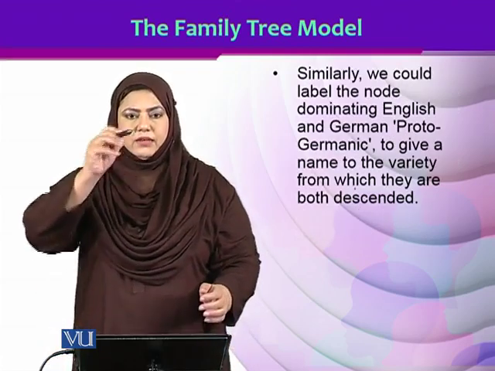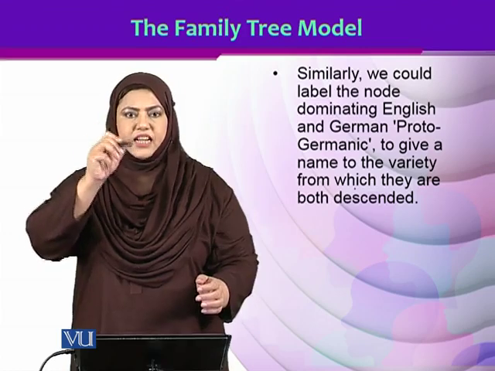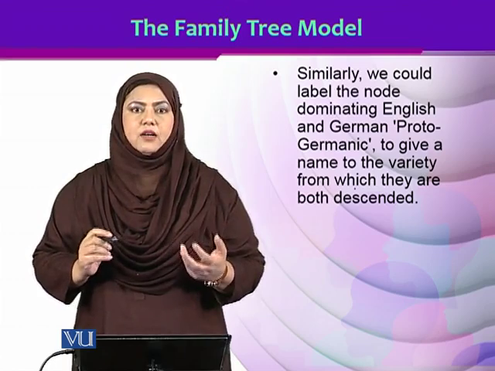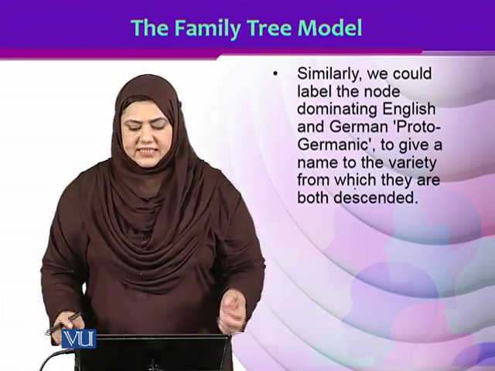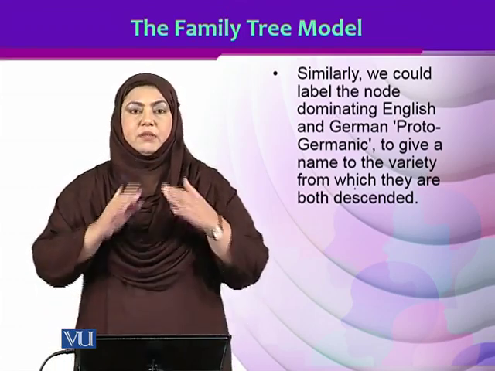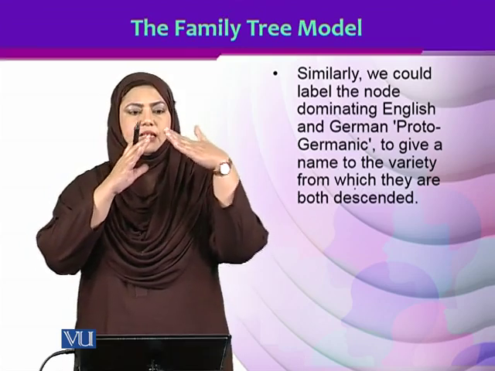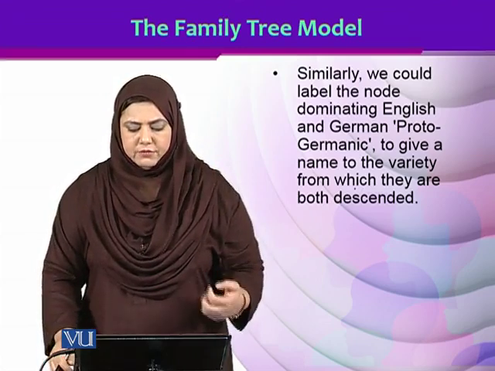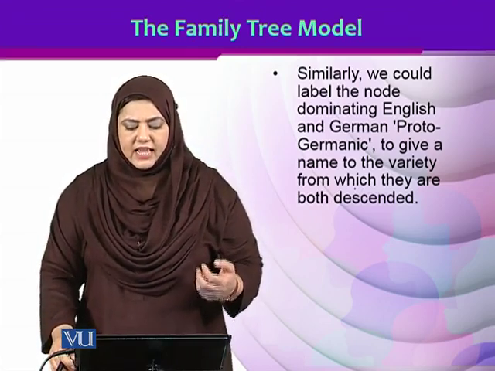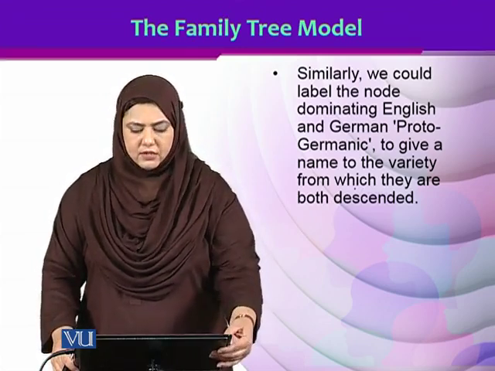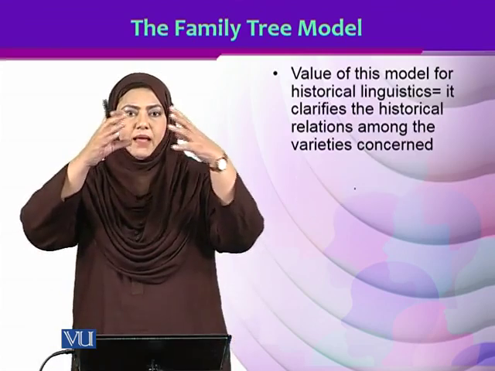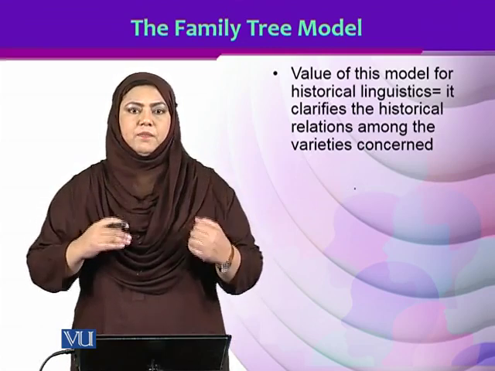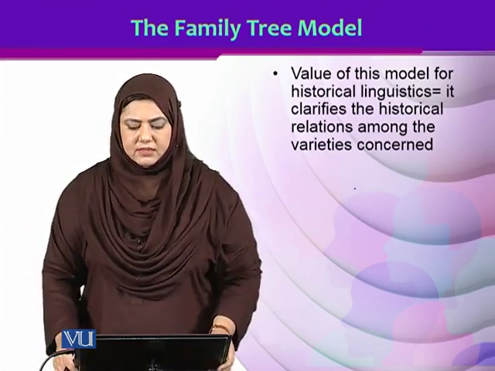Similarly, when we drew it, there were different angle points where the joints were, which I said are called nodes. In the same way, we could label the node dominating English and German, where English and German connected. At this node, we could have named the variety Proto-Germanic. So there are grandparents, and then there are parents, and then there are varieties that belong to the same parents.